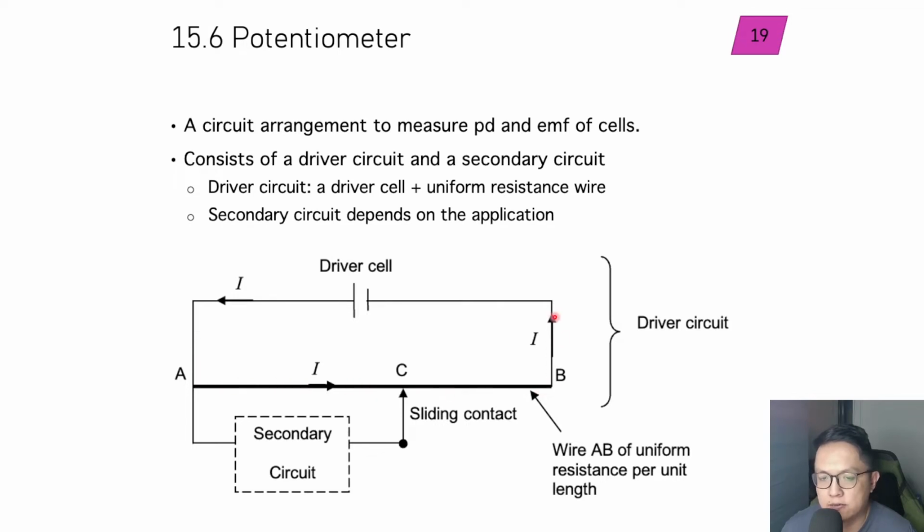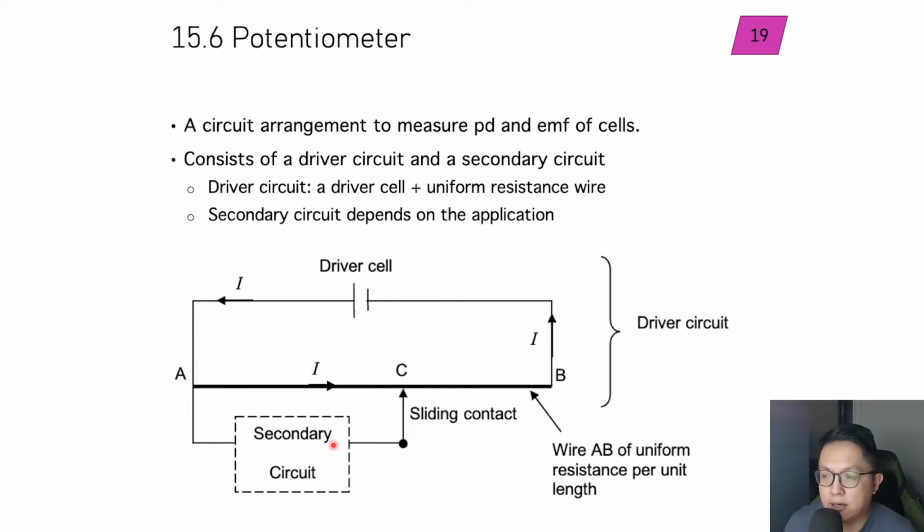So this is called the driver circuit. Then you have the secondary circuit. Basically, the secondary circuit is tapped across one end of your resistance wire and then the other one on the sliding contact. What you put here will depend on the needs of the question. So let's look at what we can do here.